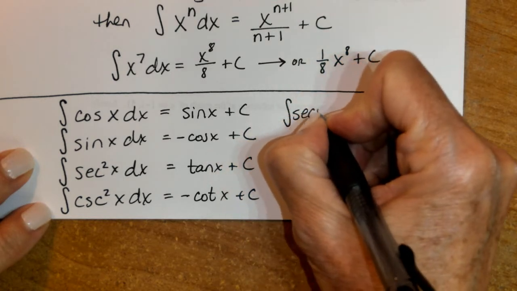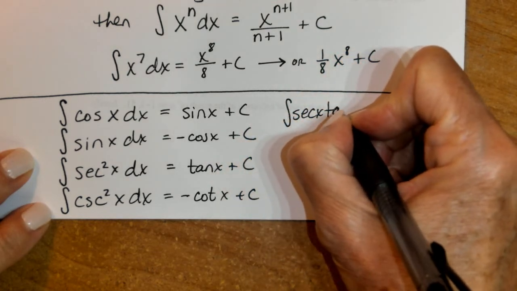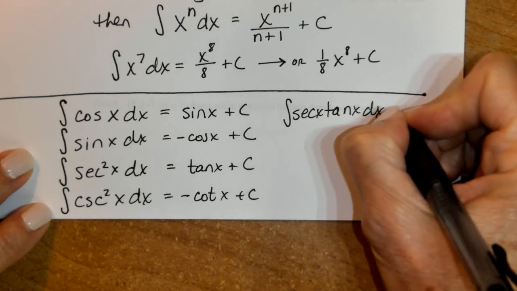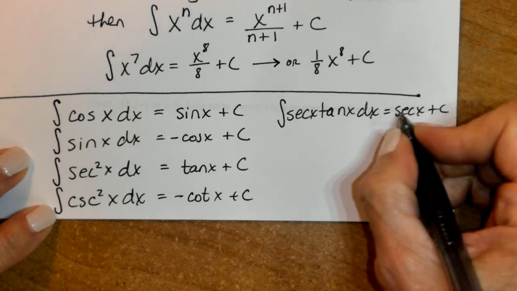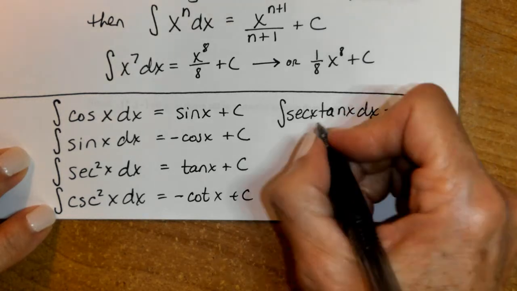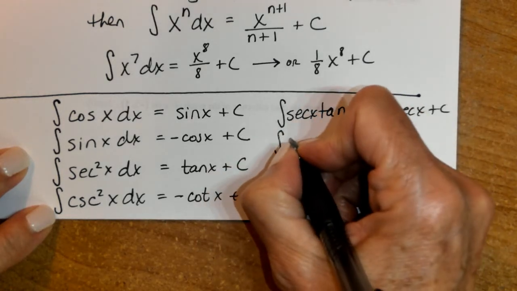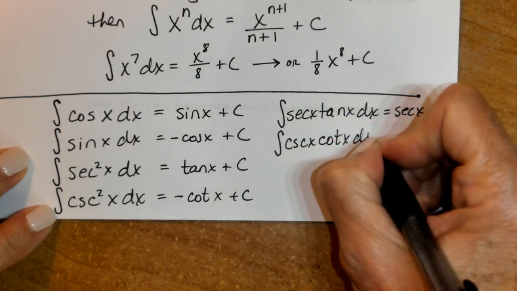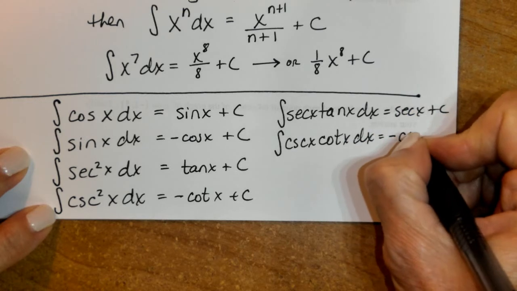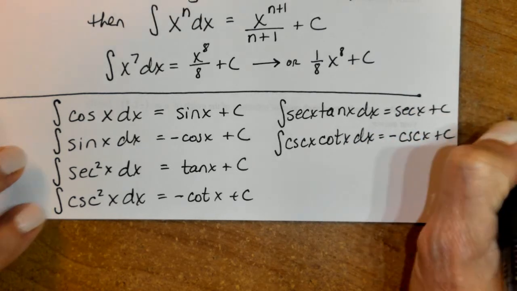The integral of secant x tangent x dx will be secant x plus c, because the derivative of secant is secant tangent. And lastly, the derivative of cosecant is negative cosecant cotangent, so the integral of cosecant x cotangent x would be a negative cosecant x plus c.